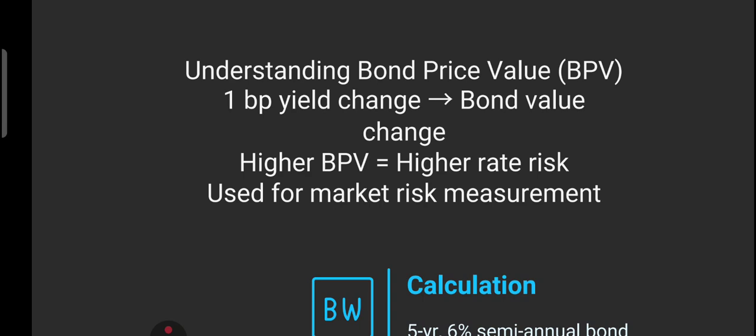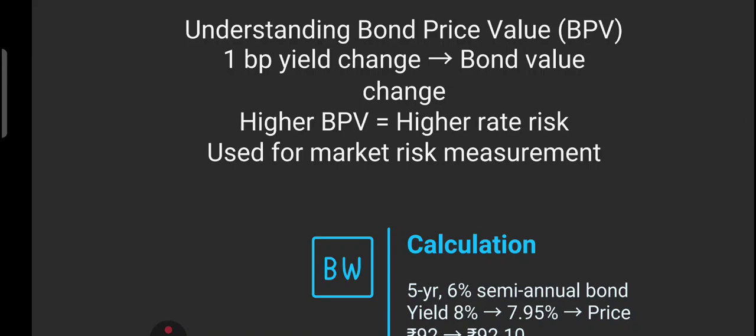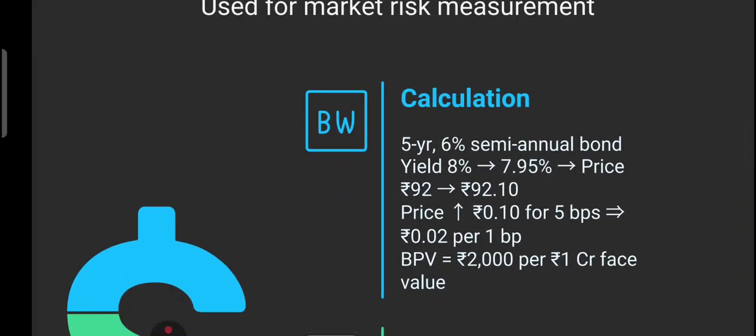So basically, a one basis point change in the yield is equal to a bond price change. Two things are there. On one side we have the yield, that is the interest rate. On the other side we have the price of the bond. So higher BPV means higher interest rate risk. So BPV is a direct tool to assess the market risk. Simple but powerful.